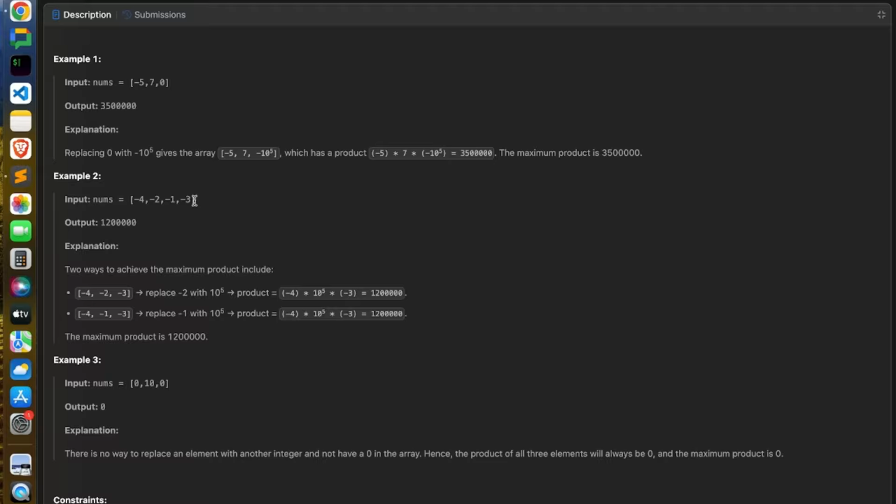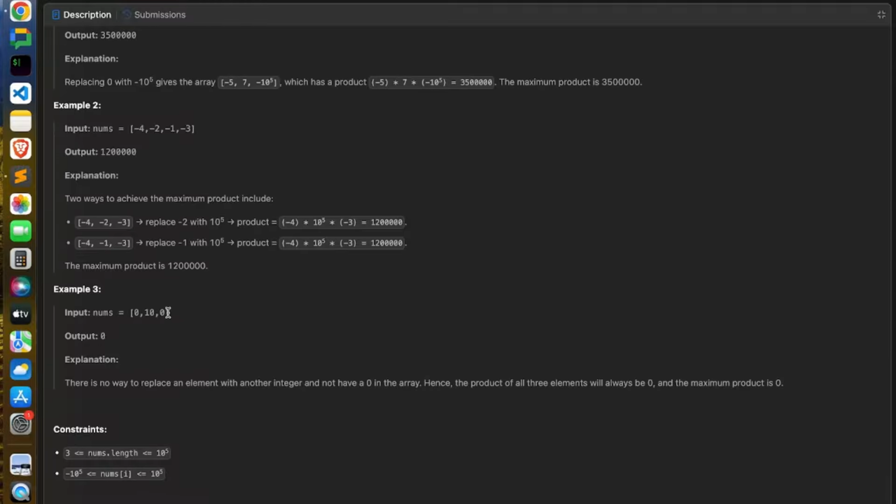Similarly here, if you see minus 4, minus 2, minus 1, minus 3, what you can do is replace either minus 2 or minus 1 with 10 to the power 5. So after doing that, your array would look like minus 4, minus 2, and let's say I replace this minus 2 with 10 to the power 5. So you can get such a large number. You can also replace minus 1 with 10 to the power 5. In that situation also you will be getting the same max value, right?